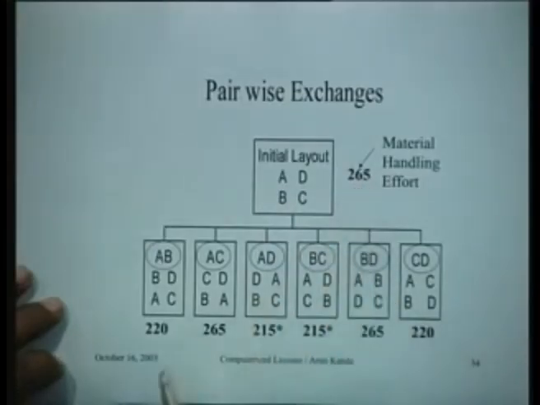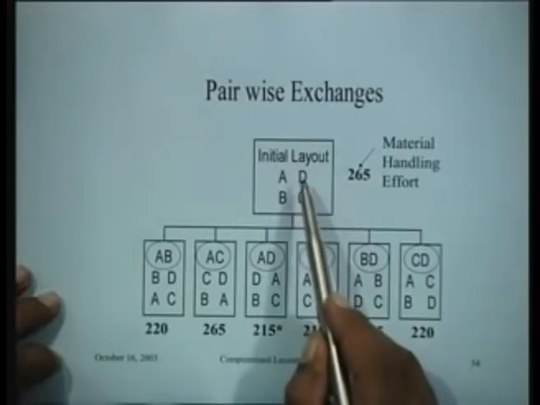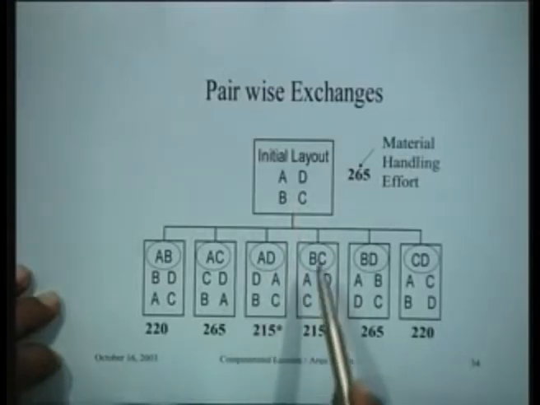So once we perform all these computations, what have we got? We started with an initial layout which had a material handling effort of 265, and we have calculated the material handling effort for all these 6 layouts. What you then do in CRAFT is you select the one which is the lowest. So in this case, these 2 layouts give you the lowest possible score of 215. So this or this is a better layout than this one, and we can now use any of these layouts as the new layout and continue to repeat the procedure.